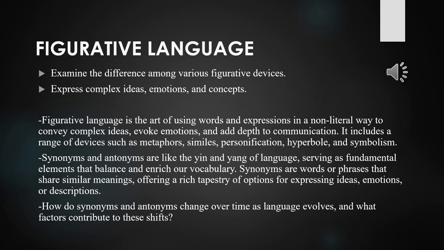So moving on to the author's choice of words, she uses synonyms and antonyms a lot in her works, which adds balance and enriches the vocabulary that helps her to express ideas, emotions, and a lot of descriptions. Now, we're going to go through a challenging question: how do synonyms and antonyms change over time as language evolves, and what factors contribute to these shifts?